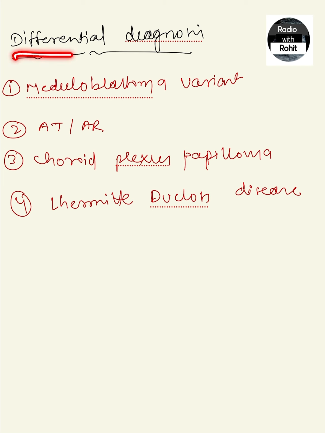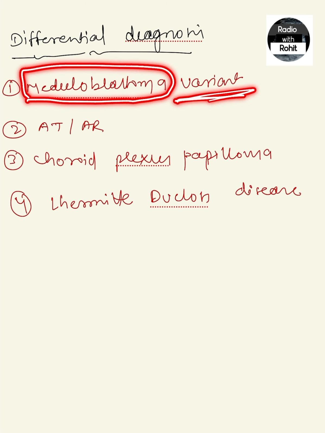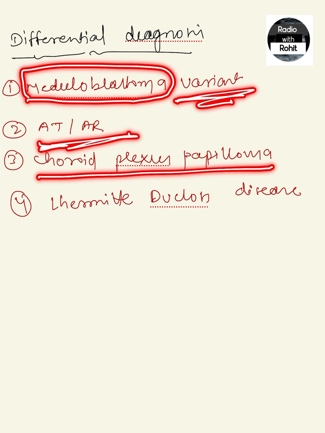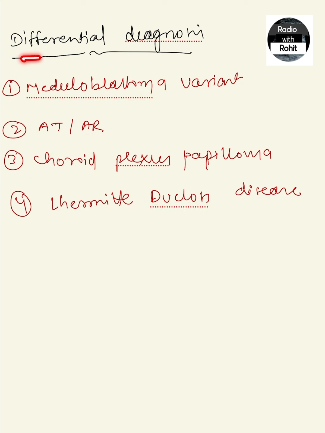So what are the differentials of the medulloblastoma? We can see that medulloblastoma has the differentials with its own medulloblastoma variant or atypical teratoid or rhabdoid tumor, choroid plexus papilloma, and Lhermitte-Duclos disease. So differential diagnosis of the medulloblastoma, other two are very interesting.